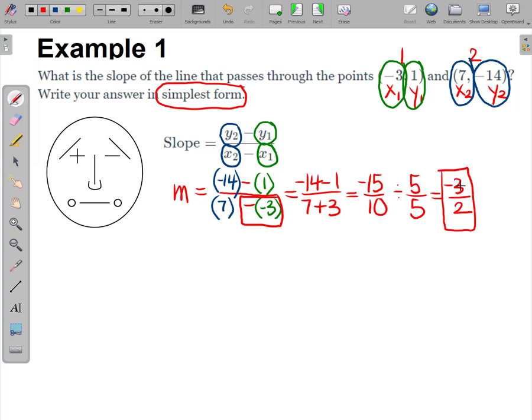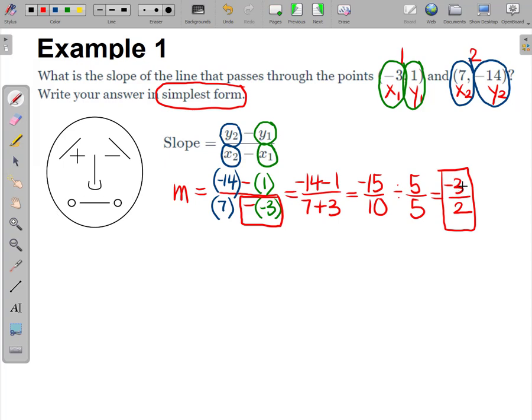Now I want to introduce to you SlopeMan. SlopeMan has eyebrows. He has a plus sign in his left eye and a negative sign in his right eye. Then he's got a nose with the letter U underneath it, and then he has kind of a neutral expression for his lips with zeros as, I guess you could call them, dimples.